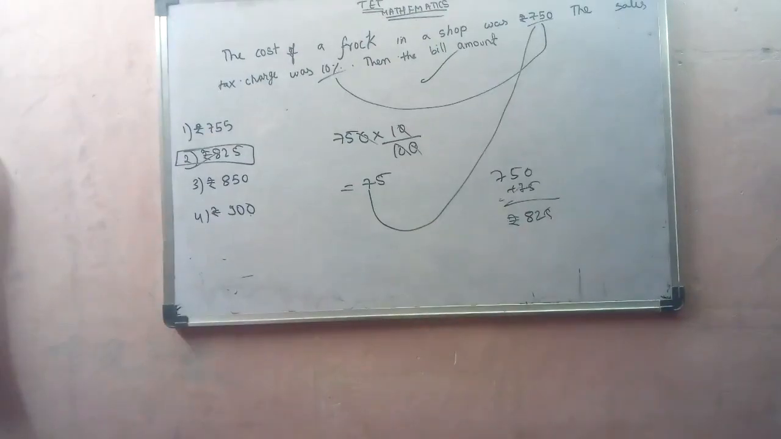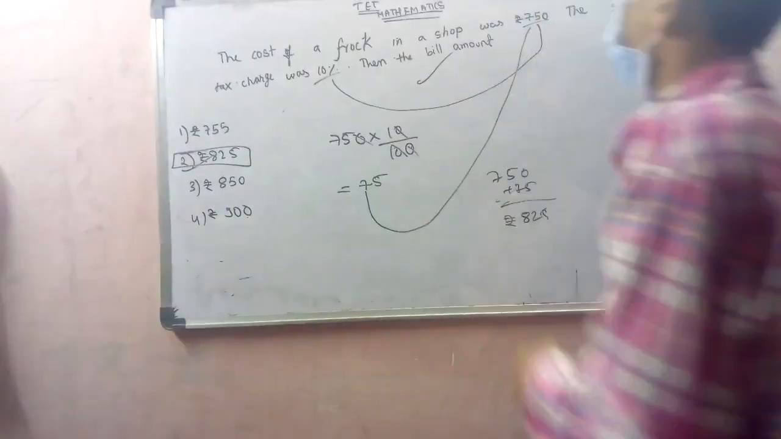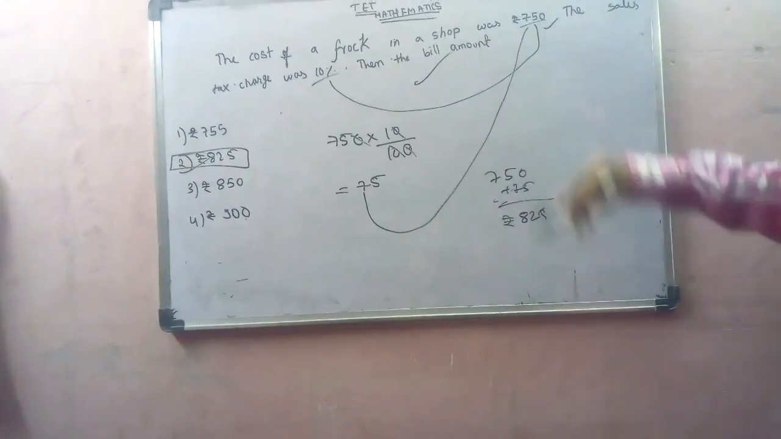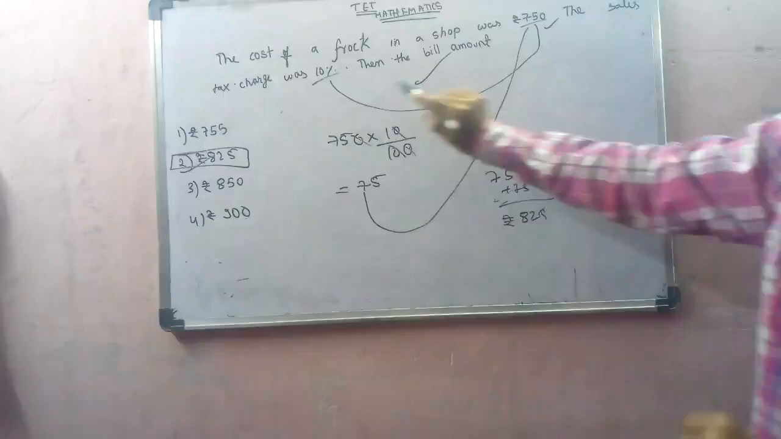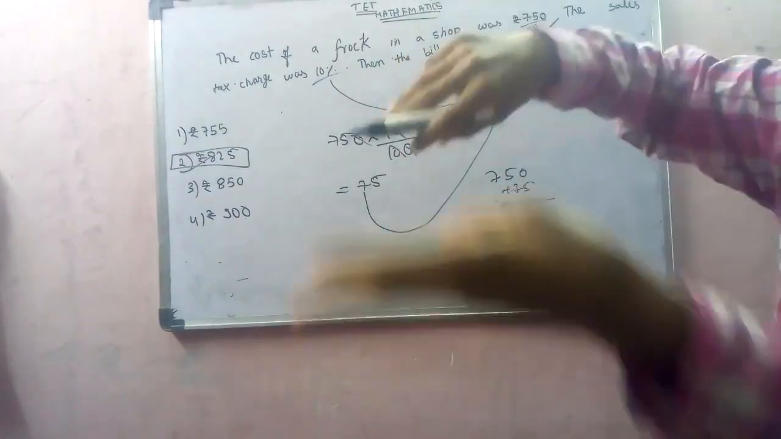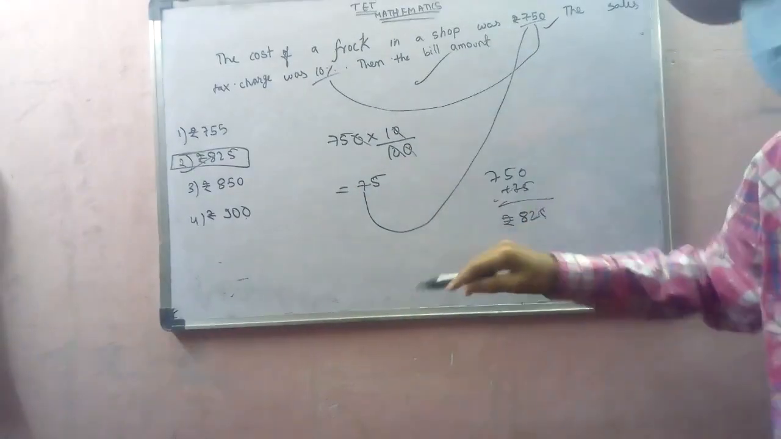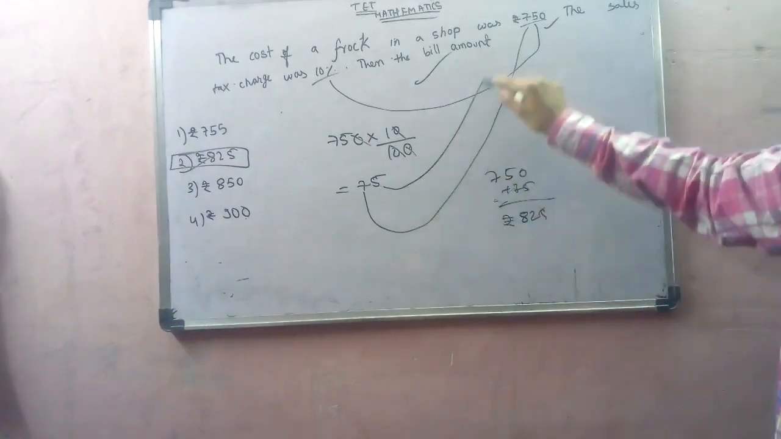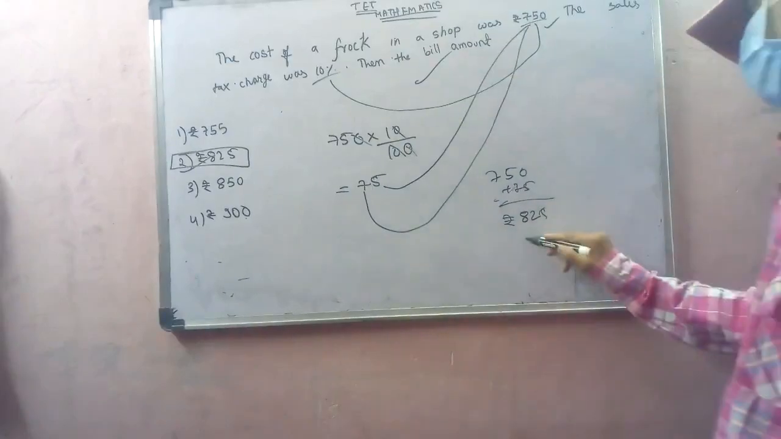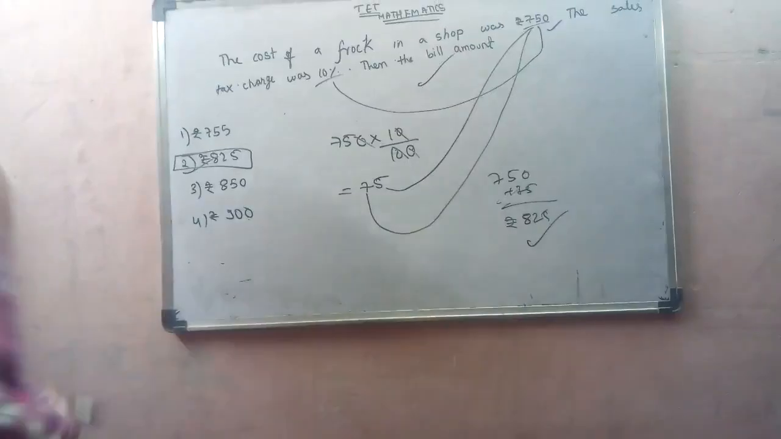So see here, once again I am explaining. The cost of a frock in a shop was 750 rupees. The sales tax charge was 10%, and the bill amount 10%. 10 by 100. 0 0 0 0 cancel. You got 75, and this 75 you should add in this 825. Okay, now moving to next question.